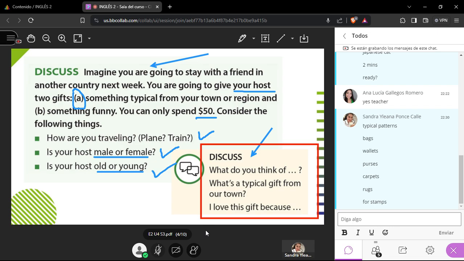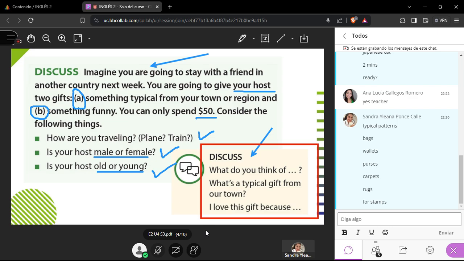The first is something typical from your town or region. Something typical from Peru, definitely. But typical from your town or region. And B, something funny. Two gifts. And remember, you can only spend $50 on those two gifts.